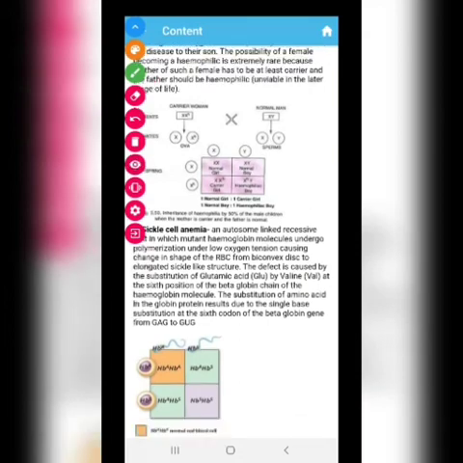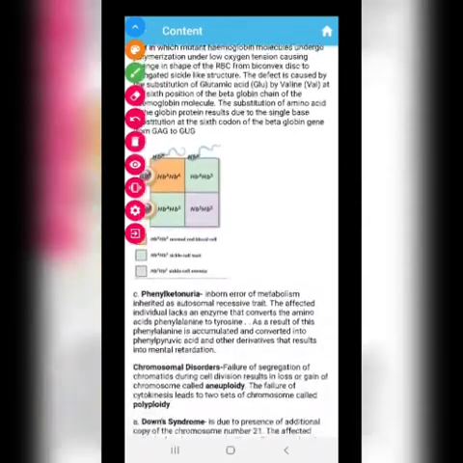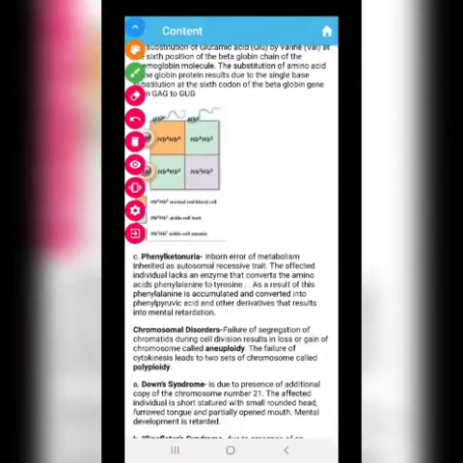The next which we are going to read is phenylketonuria. It's a kind of inborn error of metabolism, inherited as an autosomal recessive trait. This is also a kind of autosomal recessive trait. The affected individual lacks an enzyme, that enzyme which converts phenylalanine, which is a kind of amino acid, into tyrosine.